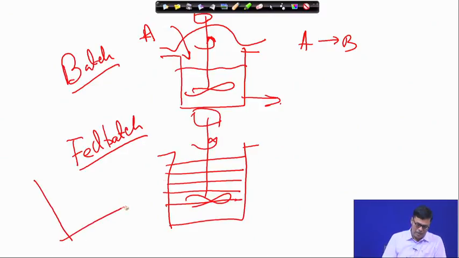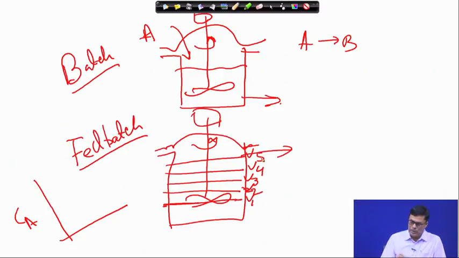If you look at it like this, this is the substrate concentration CA. So if you consider this, this is V1, am I right? This is V1, this is V2, this is V3, this is V4, this is V5. So you know that when it comes here, you stop the operation, and after the reaction is over, you take the material out. So what is the fed batch? You give the feeding, but you are not taking anything out from the reactor. That is why we call it a fed batch reactor.